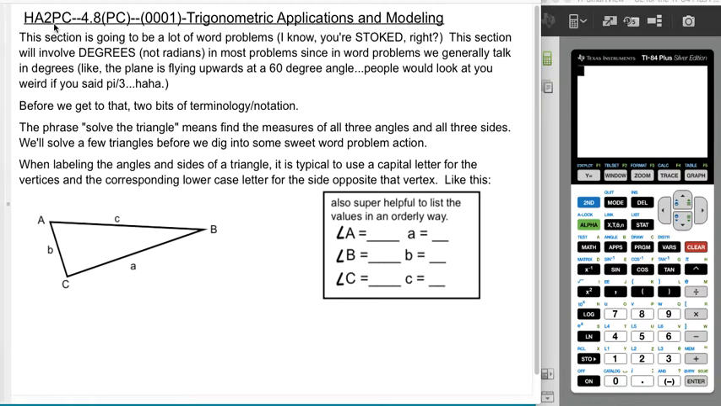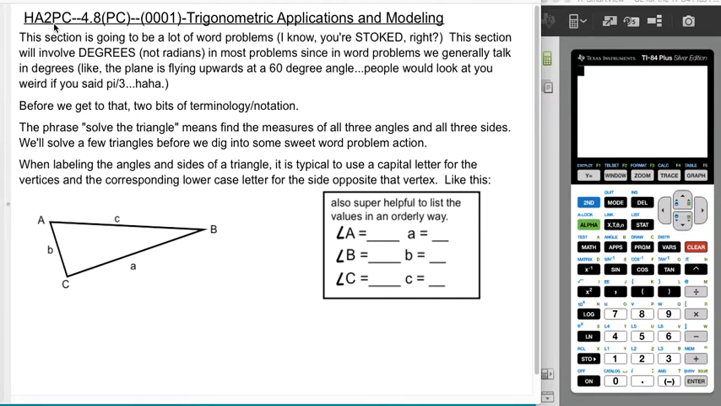So in this section, we're going to be doing a lot of word problems. I know you're totally stoked. So we'll have a lot of degrees, not radians. Most word problems in the real world tend to talk in degrees, right? So if a plane's flying upwards at a 60-degree angle, people are going to look at you weird if you say at pi over 3, right?